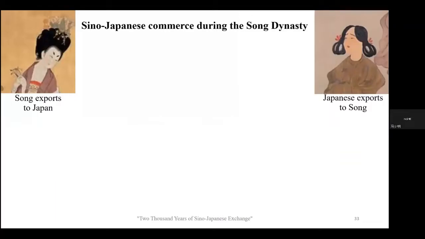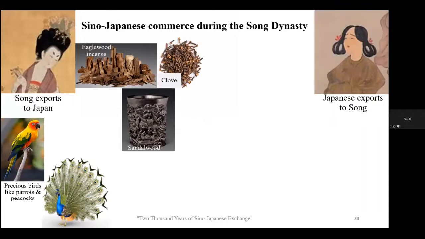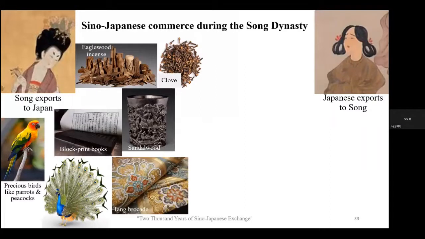So what happens during this Sino-Japanese exchange during the Song dynasty? What kinds of goods were traded? The Song dynasty, China exported precious things like eaglewood incense, sandalwood, precious birds like parrots and peacocks, as well as block print books and Tang brocade, which is similar to what you can consider as like LV in the modern day.